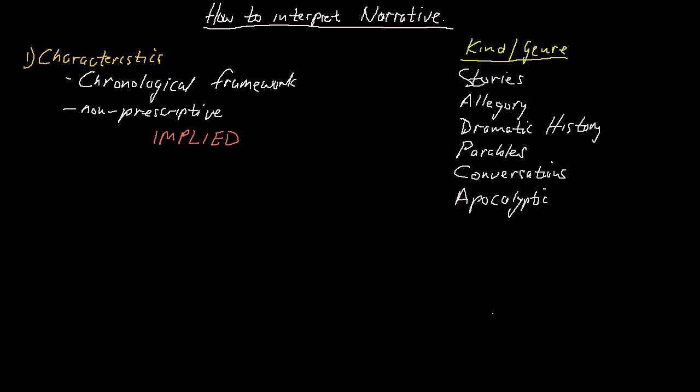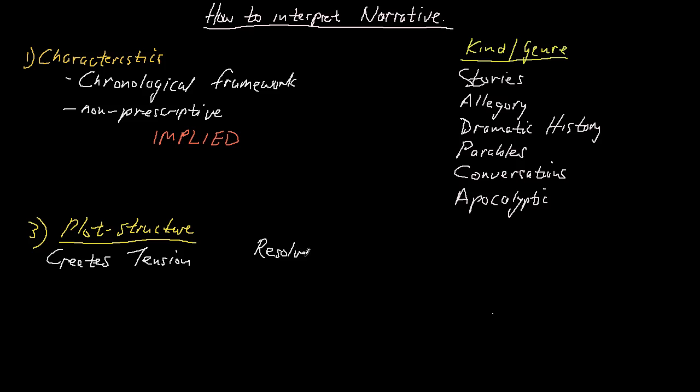A third thing that we need to take into consideration when we interpret narratives will be the plot structure. The plot structure is the way in which the story develops to keep the interest of the audience. Otherwise, you will easily lose interest in a story. So what's the purpose of the elements of plot structure? It creates tension. One element will create tension, and another element will resolve that tension.